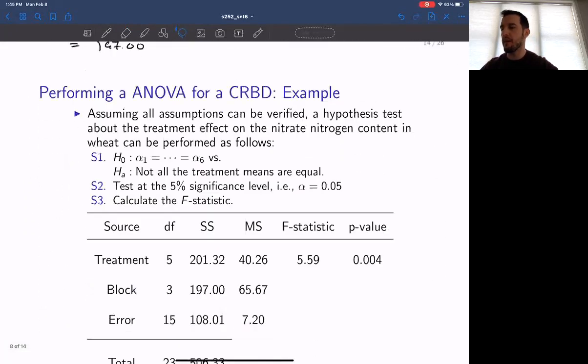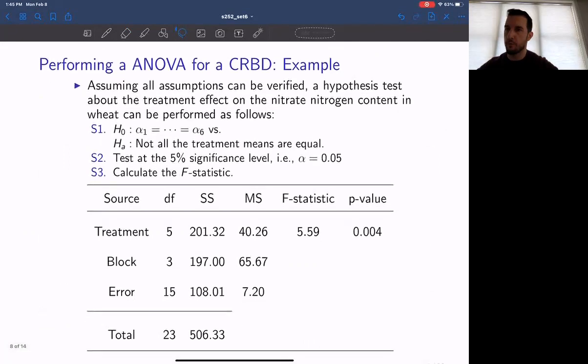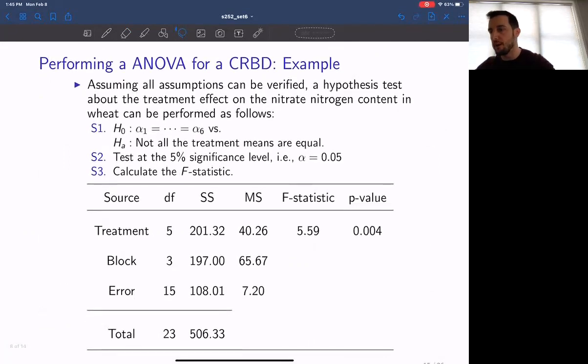Okay, so there's only 5 minutes left. Let's just look through an illustration of how an ANOVA would work for a CRBD. So going back to the original example, we want to know if there's evidence of a difference in average nitrate nitrogen content across the 6 fertilization timing schedules. So we've performed a completely randomized block design. We have computed SSTR, SSB, SS error, SS total, and all the corresponding values in the ANOVA table.